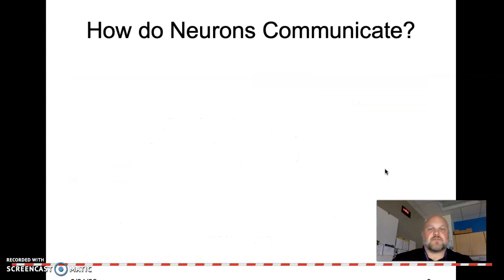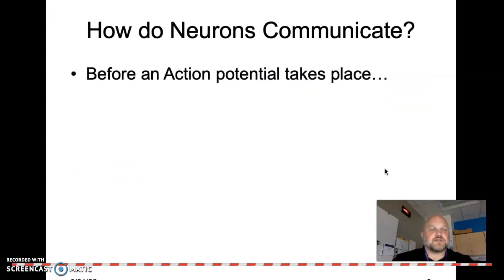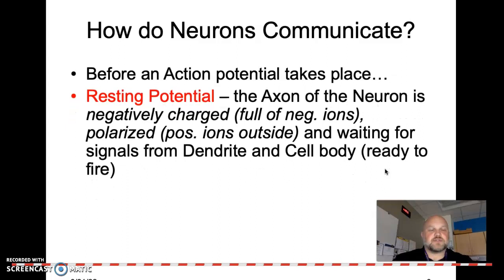We're going to skip that for now. So before an action potential takes place, we got the resting potential. So this is taking place right here in the axon, the long skinny piece. So there's an electrical charge in this axon. The negatively charged particles or ions are inside the axon, and the positively charged ones are on the outside. They're separated, and they call this polarization. The ions are polarized. They're in different places from one another.